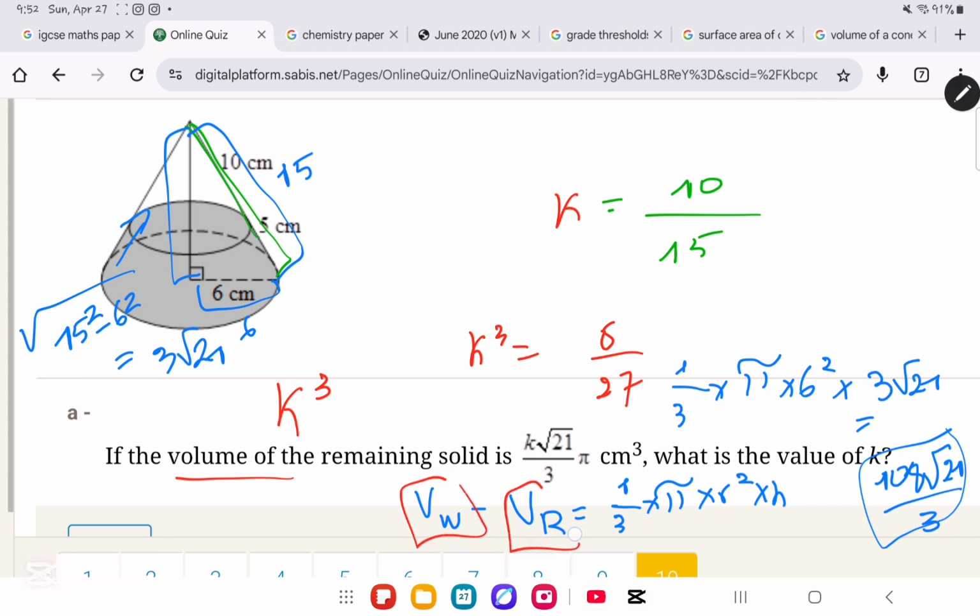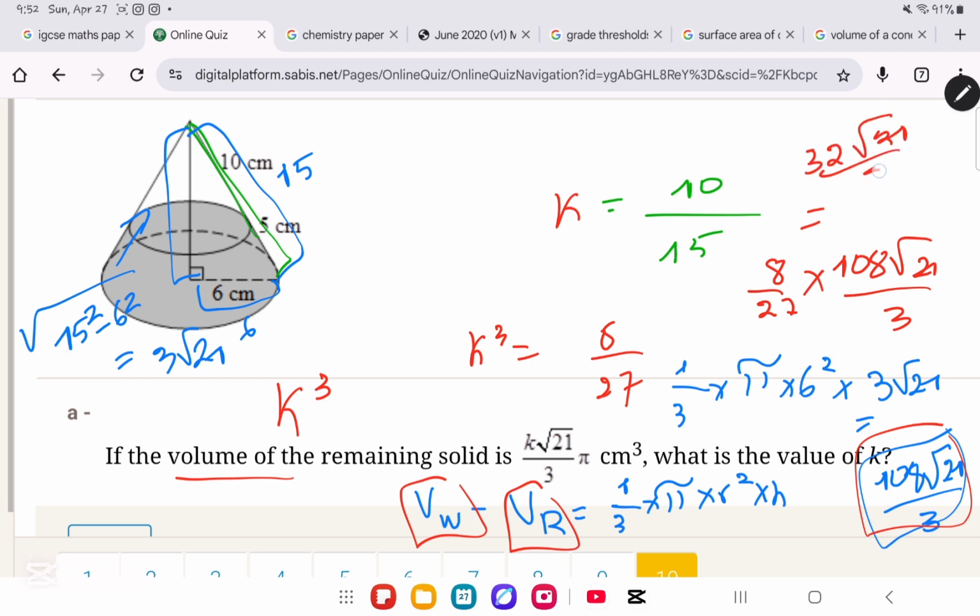Now the volume of the removed cone, very simply to find it, we can apply the constant ratio. So it's going to be 8 over 27. You are going to multiply it by the volume you found, which is 108 radical 21 over 3. You will put it on your calculator and you will get 32 radical 21 over 3. So now you have the removed and the whole volume.